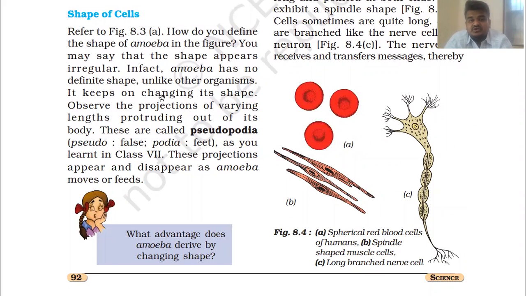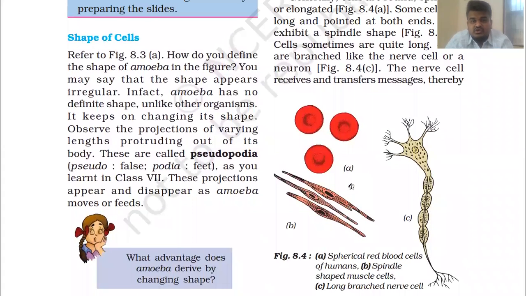So refer to figure 8.3. Amoeba and paramecium: a is amoeba and b is paramecium. How do you define the shape of amoeba in the figure? Observe in your textbook, is there any definite shape of amoeba? Can you decide that it is circular or spherical or cylindrical? You cannot say. So you may say that the shape appears irregular. You can't define it. In fact, amoeba has no definite shape.